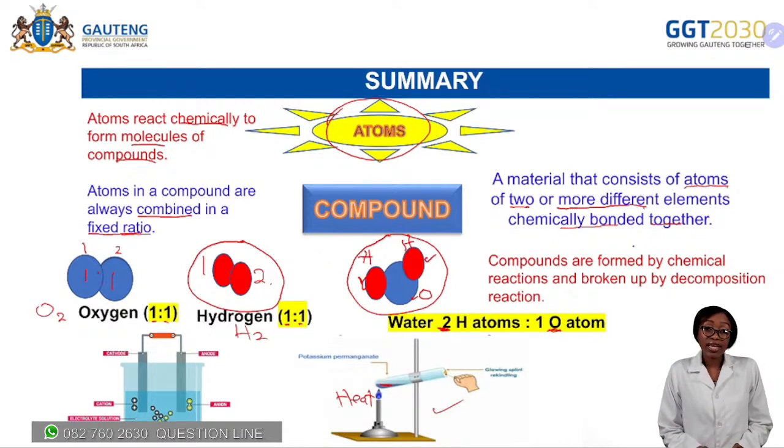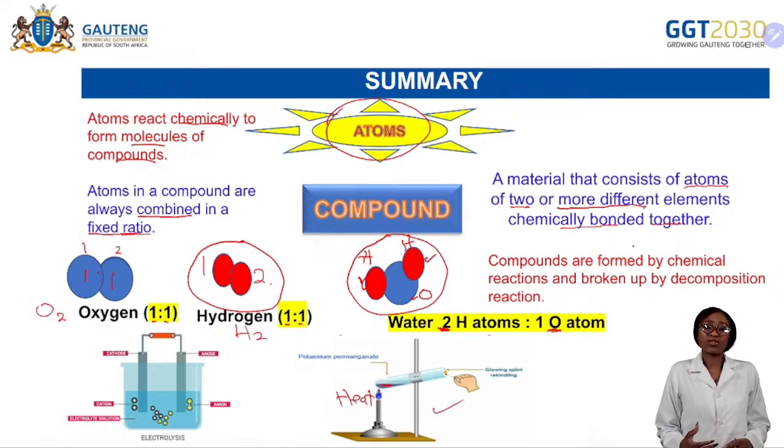And then the second method where we can perform a decomposition reaction is by electrolysis. Electrolysis is when we run an electric current through the solution of the compound. What do I mean by solution of the compound? I'm going to give the example of potassium permanganate, because it is the compound that we worked with during our experiment.